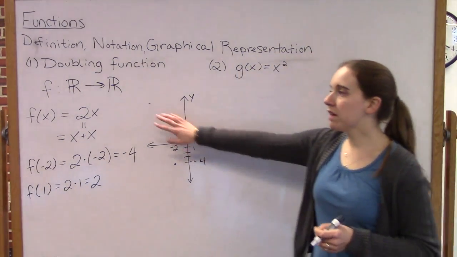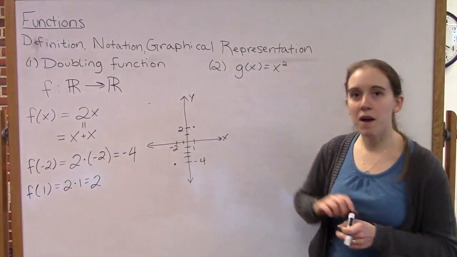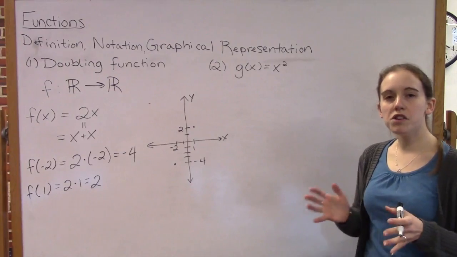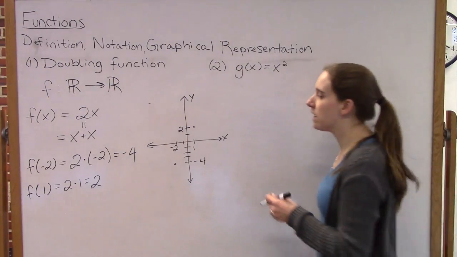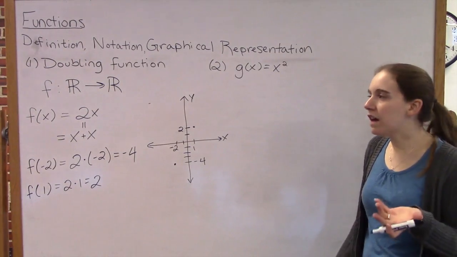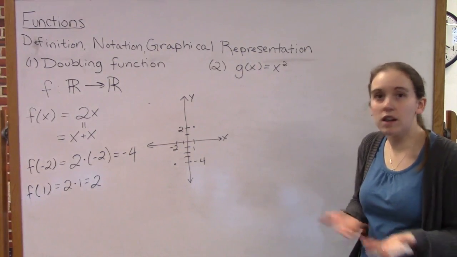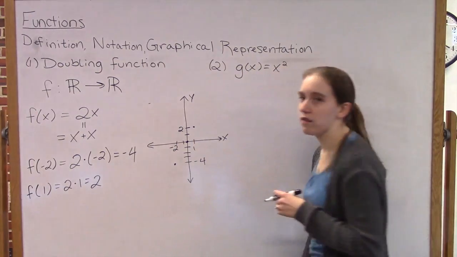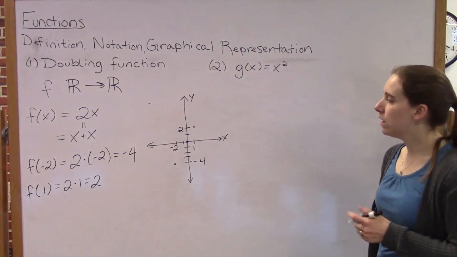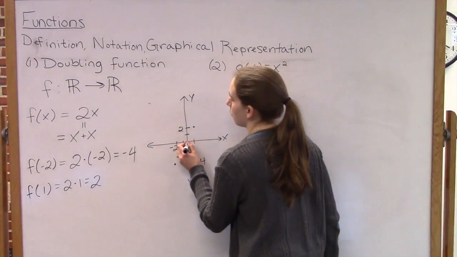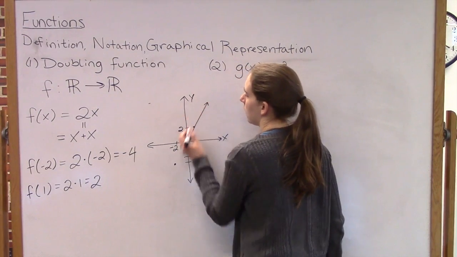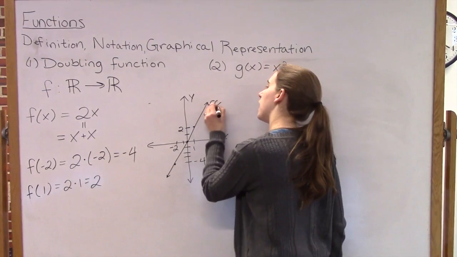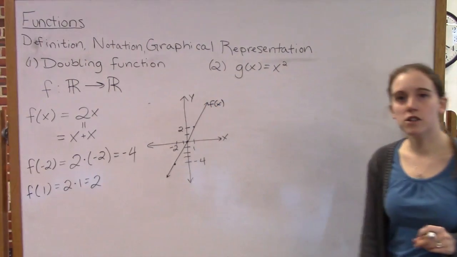Now I could, because I know this is a line, just draw my graph from here. I could just use those 2 points and draw a straight line through them. Just for a little bit of security and peace of mind, let's add one more point. And there's an easy one. If I double 0, I get 0. So I know that my graph is going to also pass through the point 0, 0. So what I end up with is a nice straight line that encompasses all 3 of these points. So there is my graph of the doubling function.